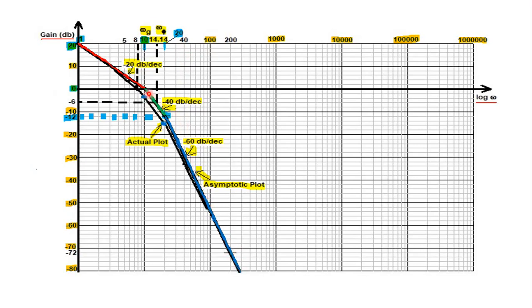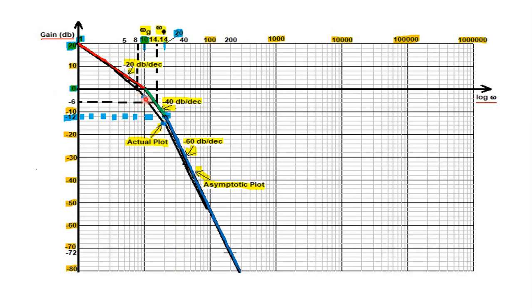Now I have drawn the asymptotic plot. It is only an approximation. How to draw the actual plot? We have to make corrections. How to make corrections: at 10 radian per second, 1 by (1 plus 0.1 s) influences an error of minus 3 dB.